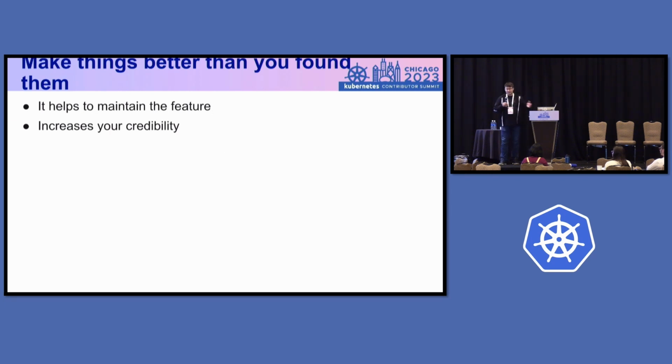And then, as always, if you're implementing a KEP, try to leave things better than you found them. It will not only help you maintain this feature once it's implemented, but it also will help improve your credibility, so the next KEP will go much smoother.